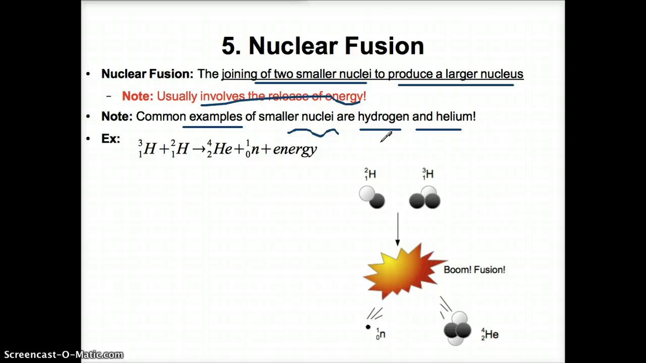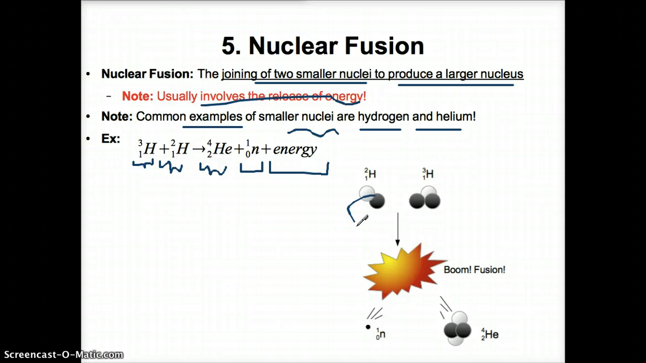Now, an example of nuclear fusion is shown here, where these two lighter nuclei, H-3 with mass number 3, atomic number 1, and H-2, mass number 2, atomic number 1, combine together to form a heavier nucleus, He-4, in the products here with mass number 4 and atomic number 2, as well as the release of a neutron and energy in the products. And the heavy nucleus, He-4, is heavier because it has a mass greater than that of either of the original nuclides' masses.